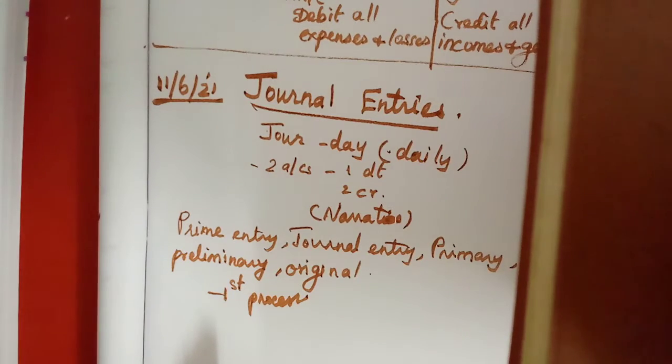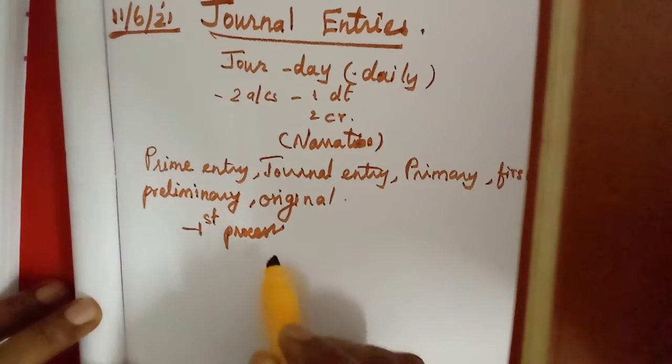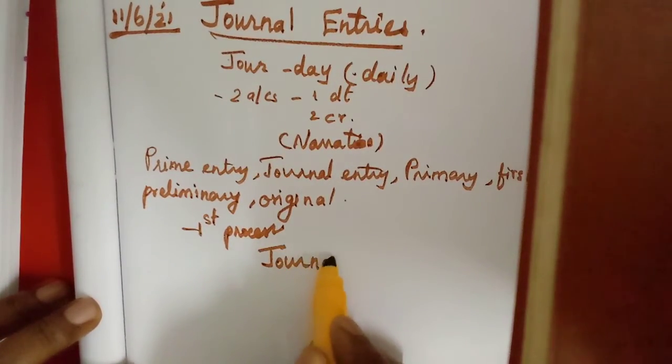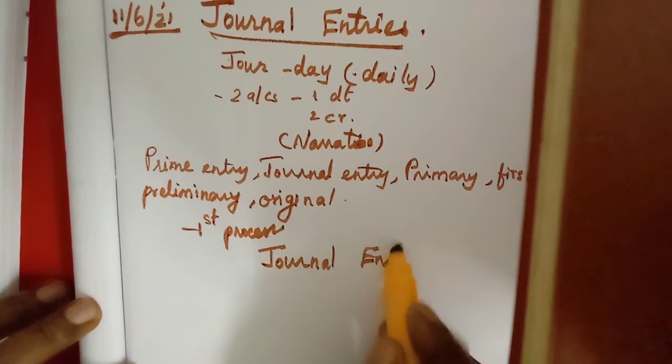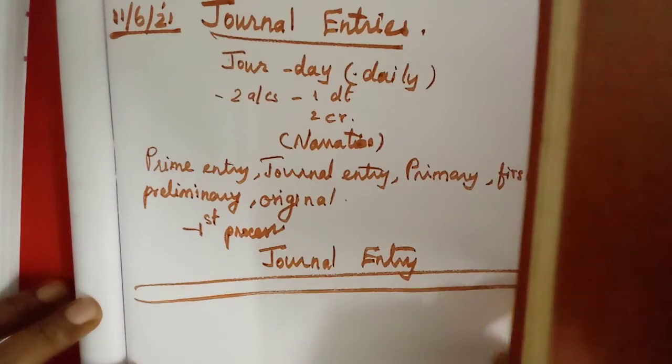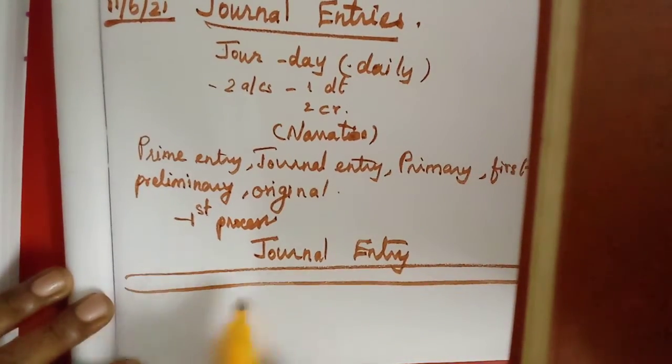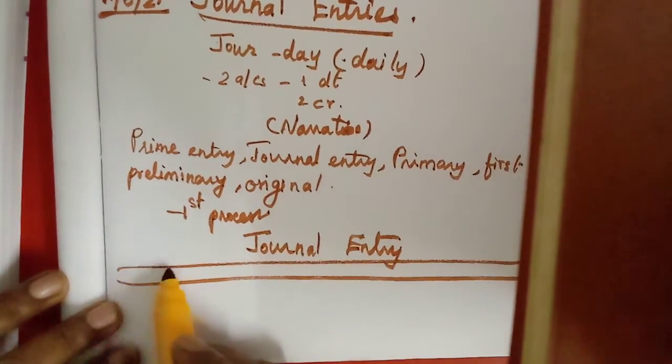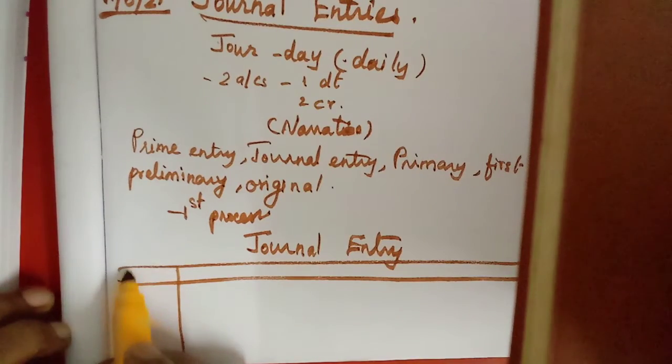So now we will see the journal entries format. The whole one page only we have to use for journal entries. Here only one page we should use. The first column is date.